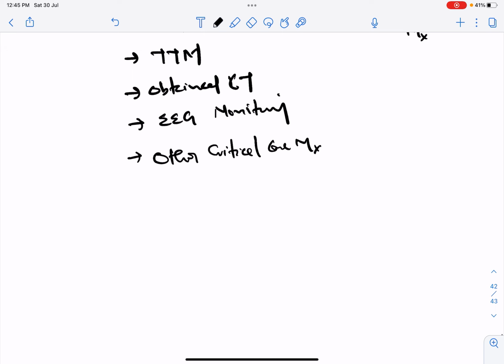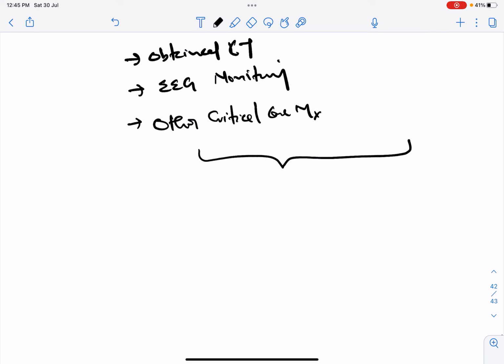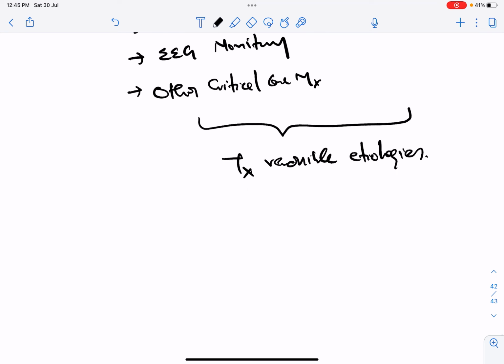In both these conditions, after this step, we have to evaluate and treat rapidly reversible etiologies. We have to look for the reversible etiologies, which I have already discussed in previous videos, the 5 H's and 5 T's of cardiac arrest. After this, we have to go for the treatment of reversible etiologies, and also involve expert consultation if required.